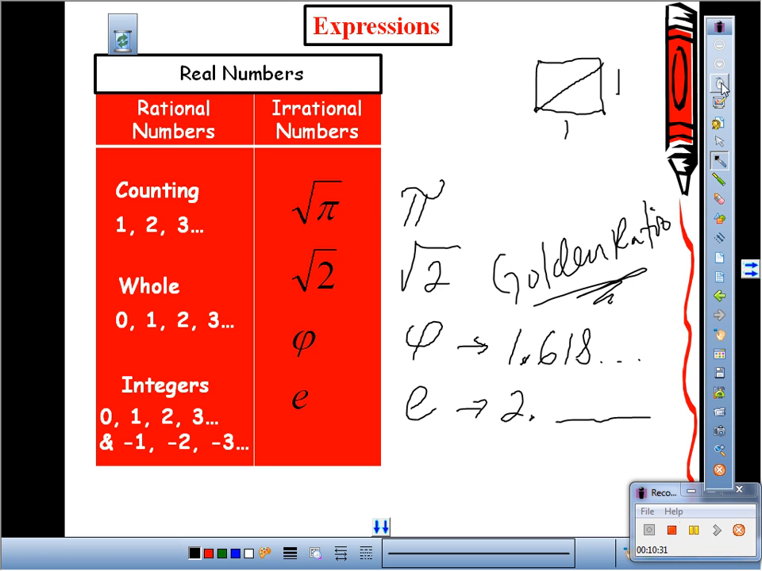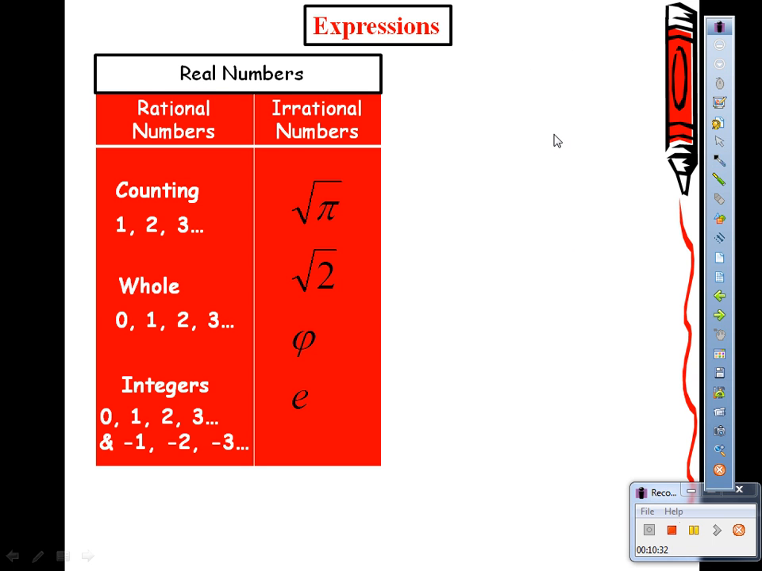Now that we're starting Algebra 2, though, we're no longer just using real numbers. Now we're going to be using numbers that we cannot really picture. We have to use our what?